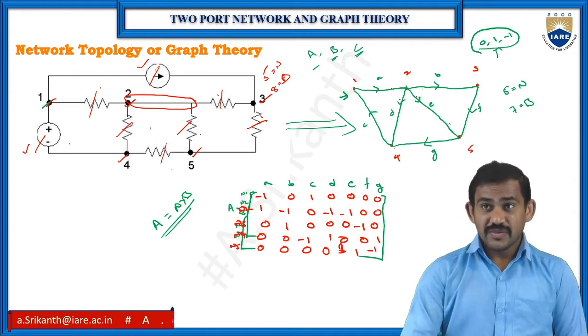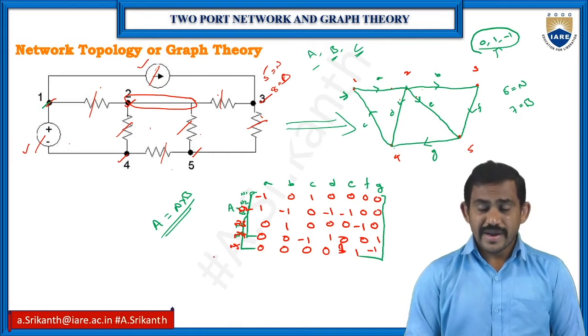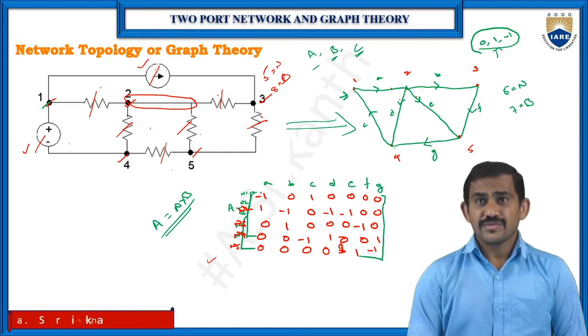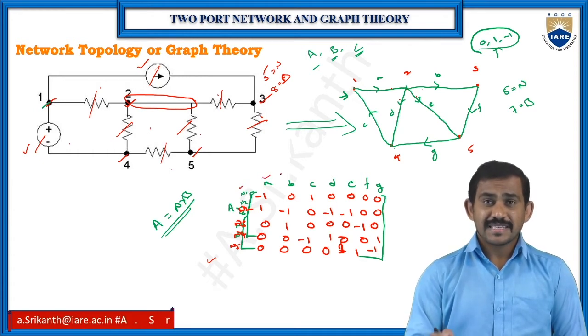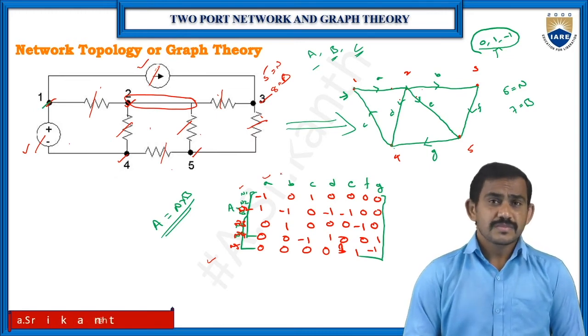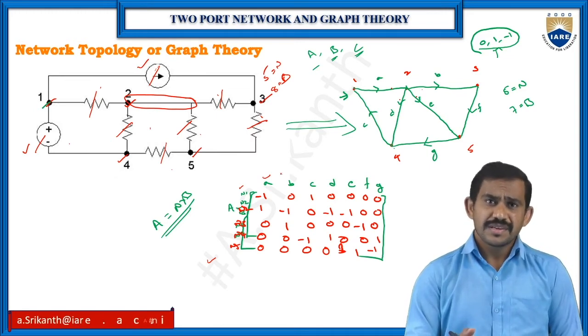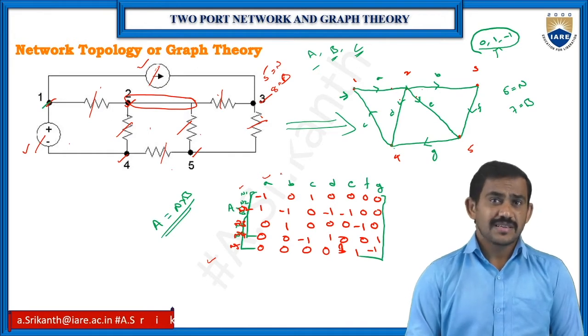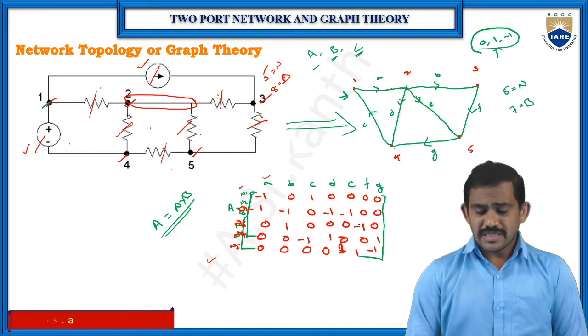From this graph, we can find out the A matrix when we know the number of nodes, the number of branches and the directions. Direction means incoming values. For a particular node, the incoming values are positive, outgoing values are negative, and not connected branches are 0. So this is about the A matrix.